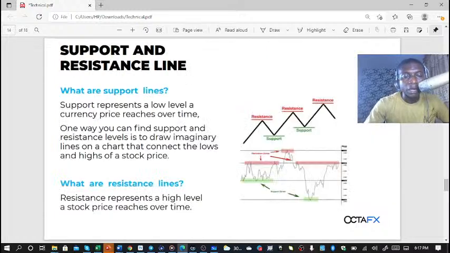Okay? Now, let's talk about support and resistance. So, support represents a low level a currency price reaches over time, and resistance is a high level a currency price reaches over time.